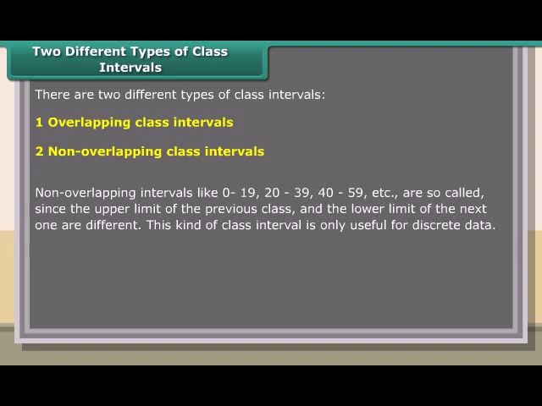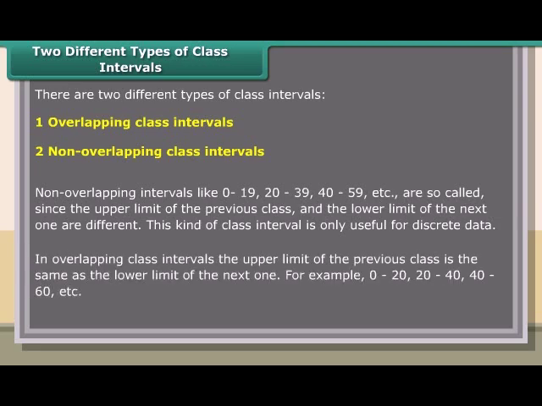Non-overlapping intervals like 0 to 19, 20 to 39, 40 to 59, etc. are so called since the upper limit of the previous class and the lower limit of the next one are different. This kind of class interval is only useful for discrete data. In overlapping class intervals, the upper limit of the previous class is the same as the lower limit of the next one. For example, 0 to 20, 20 to 40, etc.